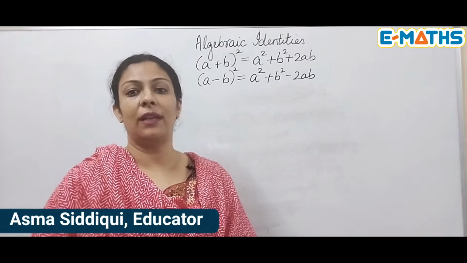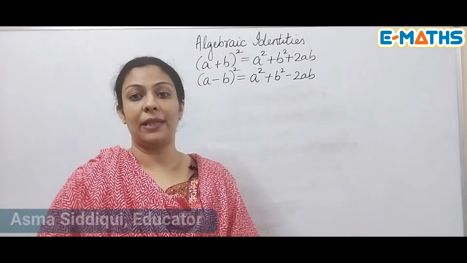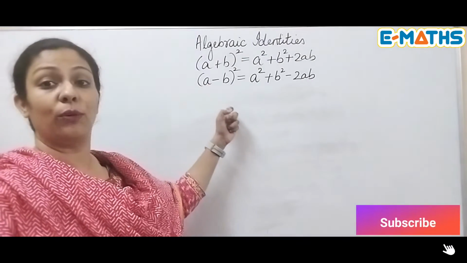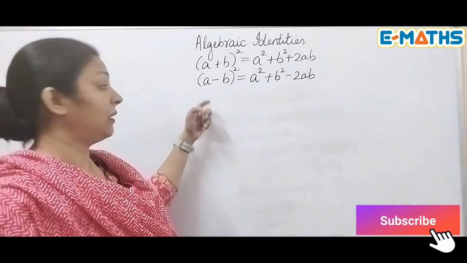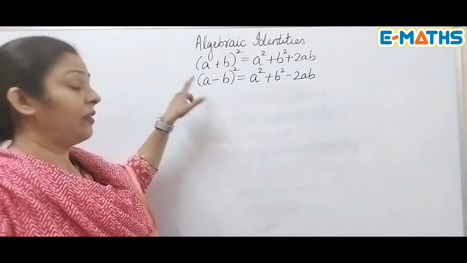Hello and welcome back to my channel eMaths, and today I'm back with my topic algebraic identities, in which I'm going to take up my last identity, which is (a plus b) whole square, and another part of it, (a minus b) whole square. It's more or less the same, only differences of the sign.